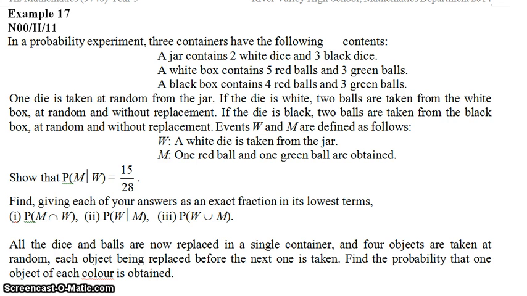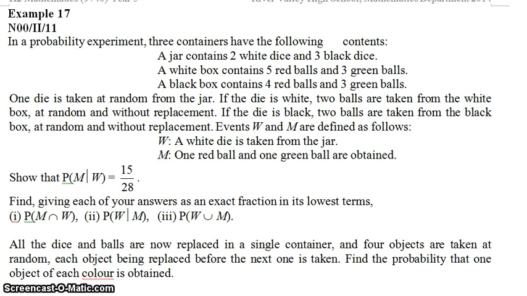A die is taken at random from the jar. If the die is white, 2 balls are taken from the white box at random and without replacement. If the die is black, 2 balls are taken from the black box at random and without replacement. The events W and M are defined as follows.